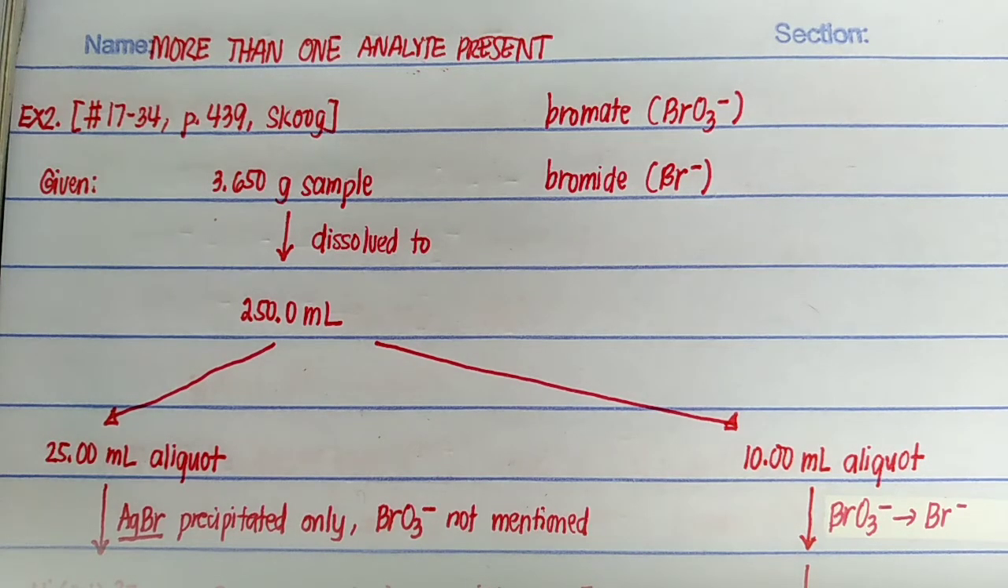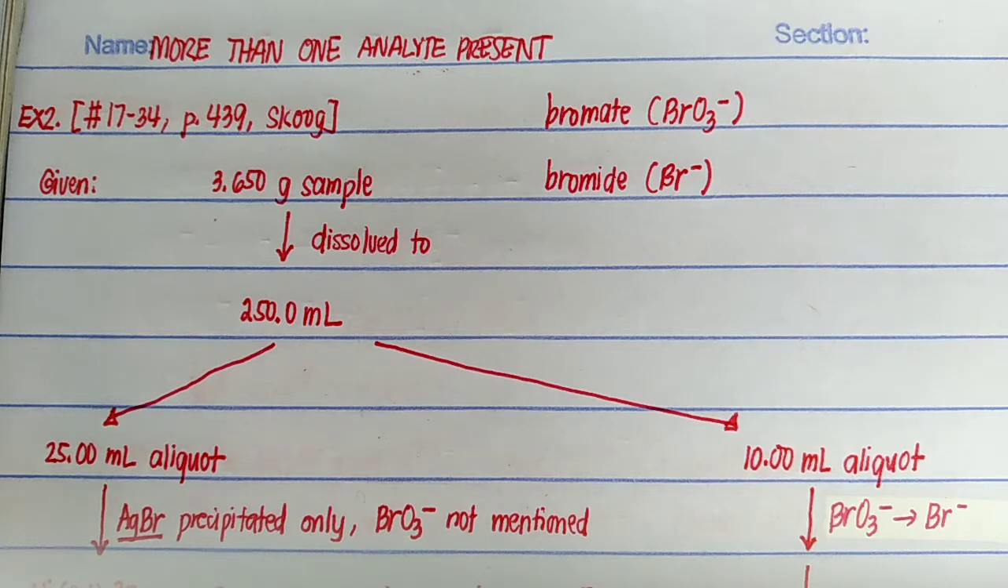So for our next example, we now tackle problems in computing percent composition that involve complex reactions wherein there's more than one analyte present. So in this case, it could get very tricky.